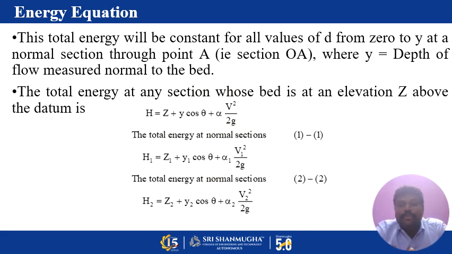So the head is for the two different sections. For section 1, H1 is equal to Z1 plus y1 cos theta plus alpha 1 v1 square by 2g. The total energy at section 2, H2, is equal to Z2 plus y2 cos theta plus alpha 2 v2 square by 2g.